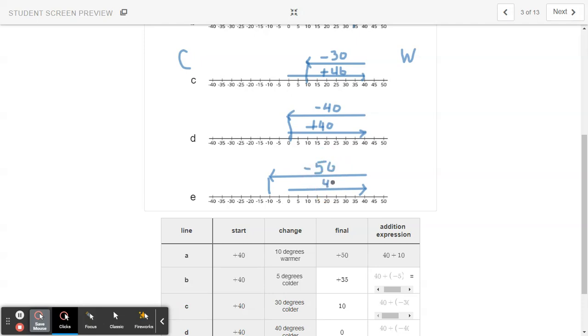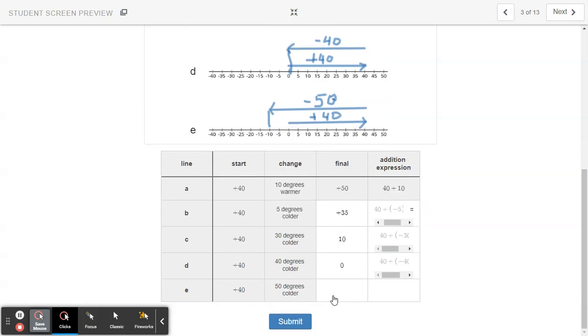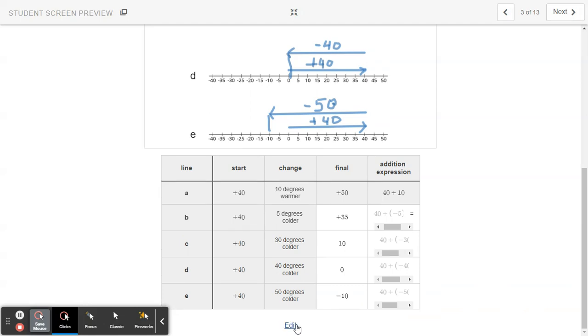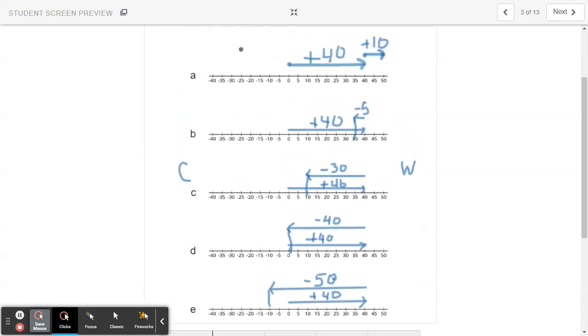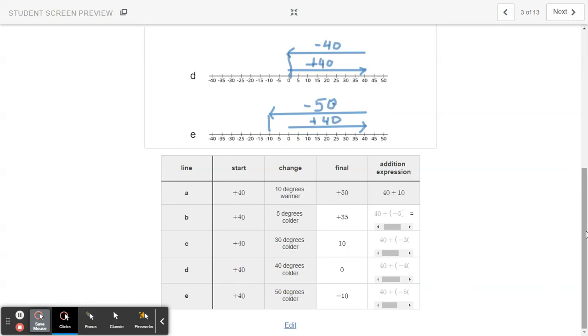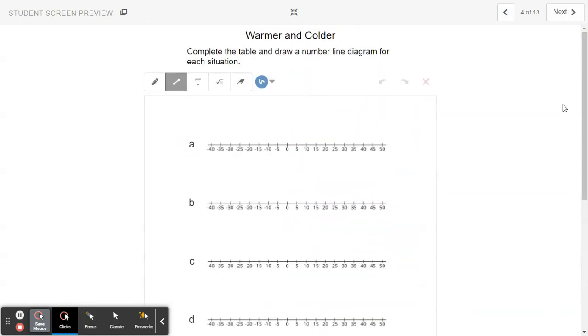So if your starting temperature is a positive 40, and then you add negative 50, you end up at negative 10. So that was my final temperature. And it was 40 plus negative 50. And now I have submitted my work. So make sure for this slide, I should be seeing both the number lines filled out and the table. And we're ready to go.